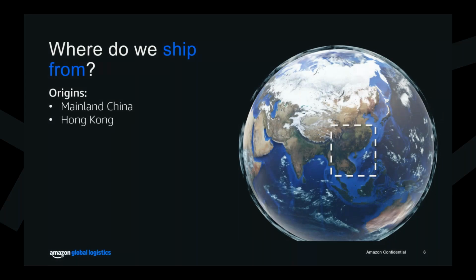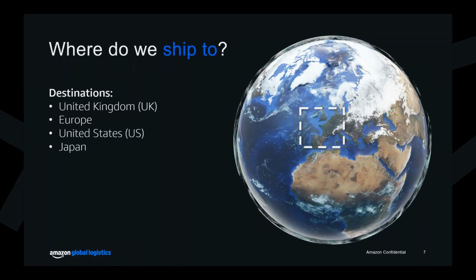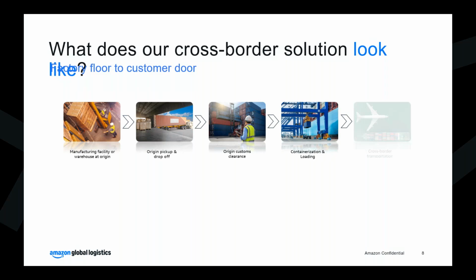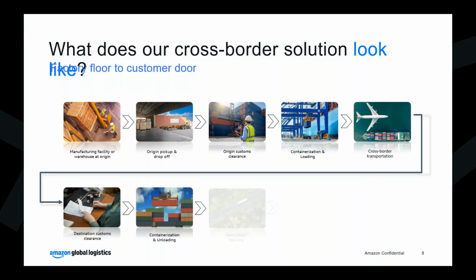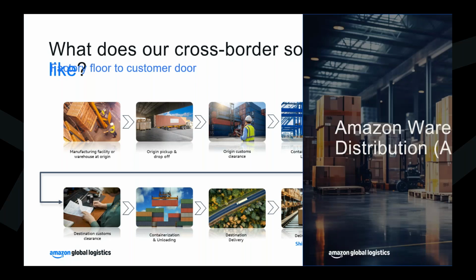And I saw also the question in the chat, so where do we ship from? With Amazon Global Logistics, it's really from mainland China and Hong Kong to the United Kingdom, Europe, United States, and Japan. So this is the Amazon Global Logistics side of the business. And here, the end-to-end supply chain solution on what we would be doing or handling for you. So really end-to-end with end-to-end pricing, and also highlighting here the Amazon Warehousing and Distribution.